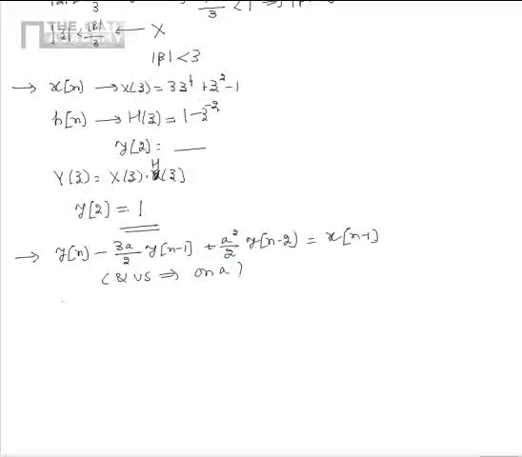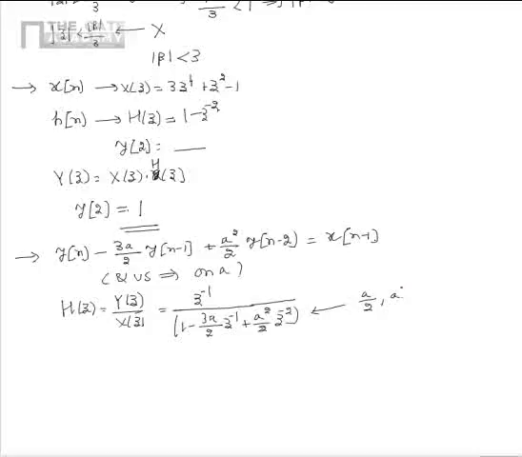From the given data, we see that the system function of the LTI system can be obtained as H of z is equal to Y of z by X of z, which can be obtained by taking z transform on both sides of LCCDE. So we get the system function as z inverse divided by 1 minus 3a by 2 z inverse plus a square by 2 z power minus 2. Here we see that the poles of the system function are at a by 2 and a.